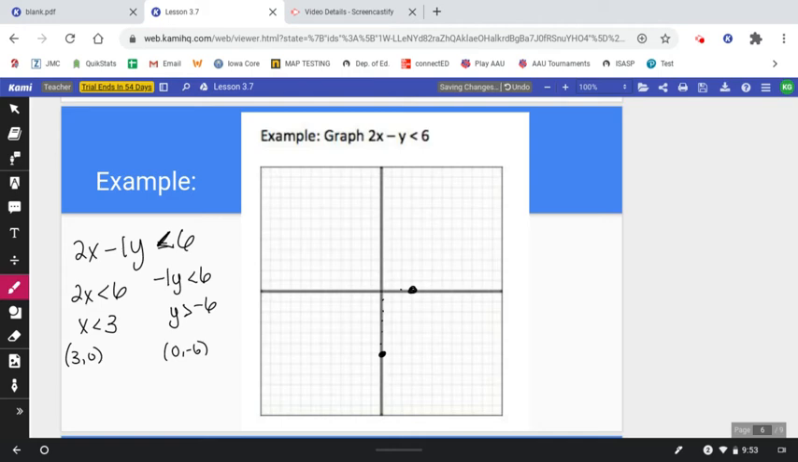Now when I go to connect the points, I check out my inequality. It's a less than, so I'm going to give it a dashed line. Then as far as my shading goes, I check for the fact that it's a less than, so I shade below the line, which is everything under here.